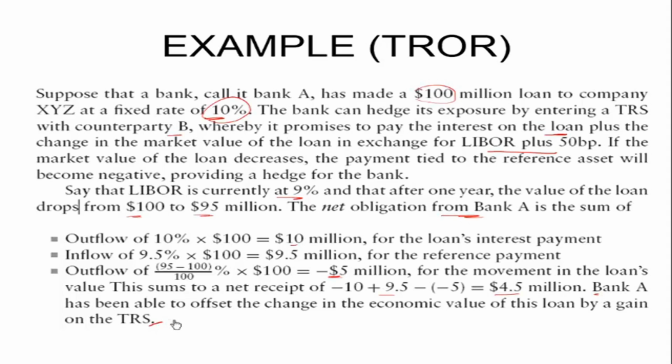Remember, in a total return swap, the payment is not contingent on a credit event. In a credit default swap, the payment is contingent on a credit event. What the credit event is has to be decided by the protection seller and protection buyer before entering the agreement.